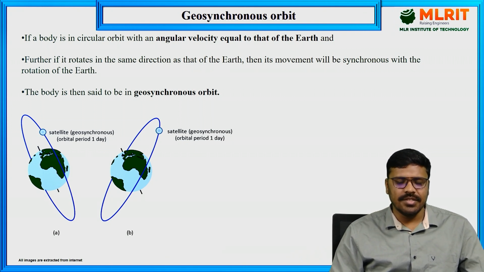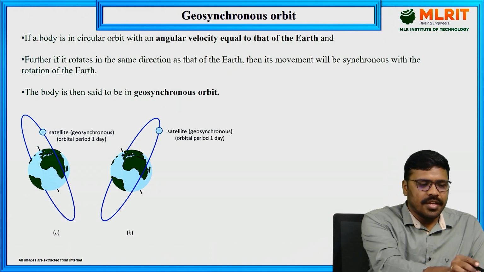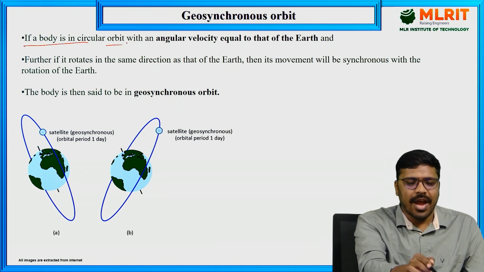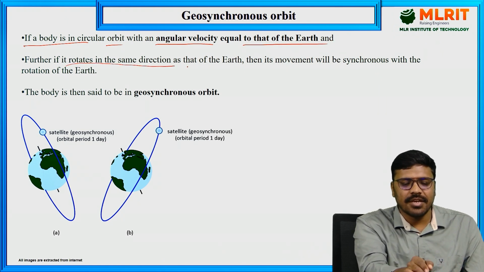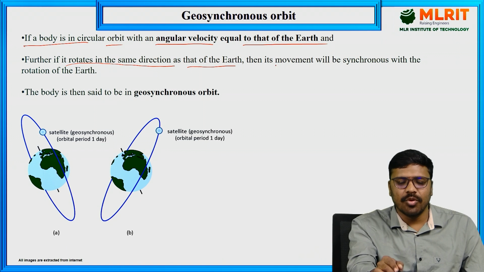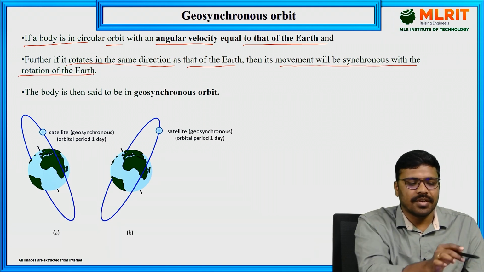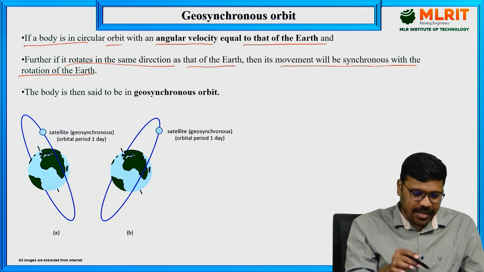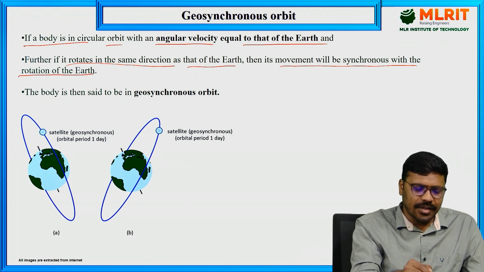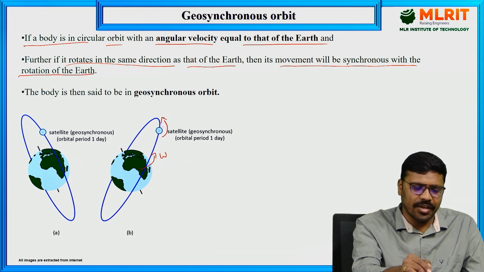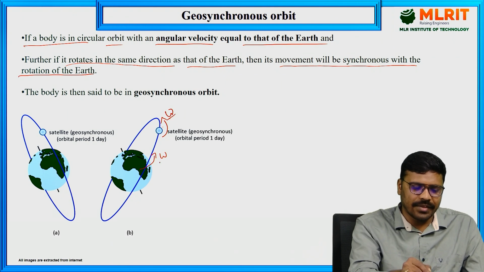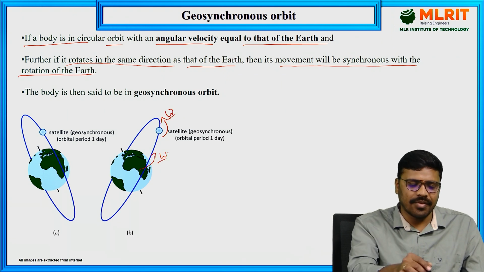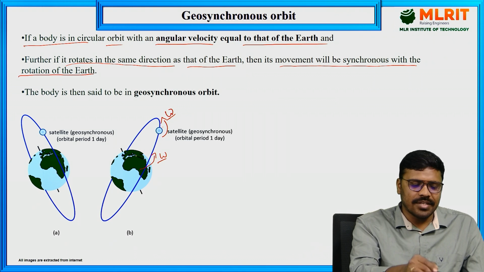So what is geosynchronous orbit? If a body is in a circular orbit with angular velocity equal to that of Earth and it rotates in the same direction as the Earth, then the movement will be synchronous with the rotation of the Earth. Here, this is an orbit, Earth is rotating about its axis with some angular velocity omega, and this object is also moving with angular velocity omega. If both are equal, then this body is synchronous with the Earth.